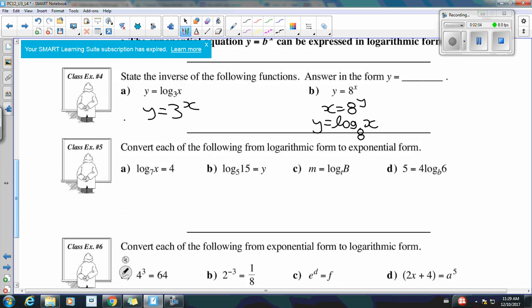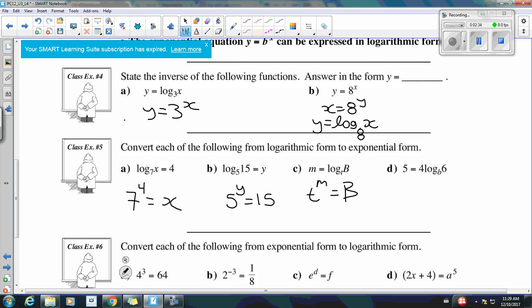Next example, convert each of the following from logarithmic form to exponential form. So the key is the base stays the same. Our base is 7. We now have a power of 4, and this is equal to x. Same thing here, the base is 5. Base always stays the same. Our exponent is y, and it equals 15. Base stays the same, so base is t to the power of m equals b.